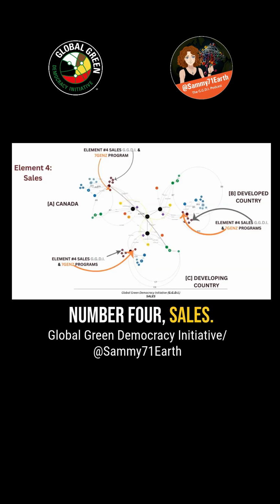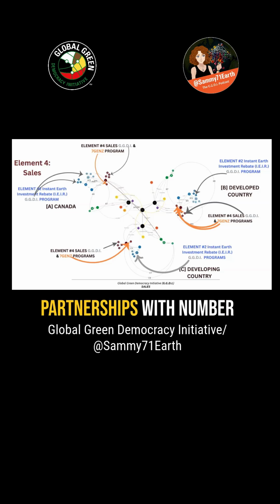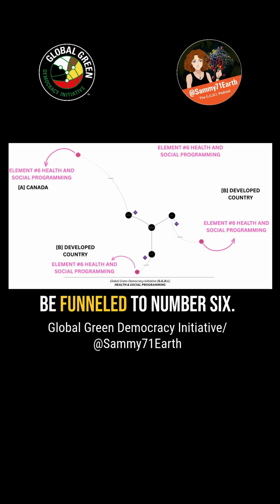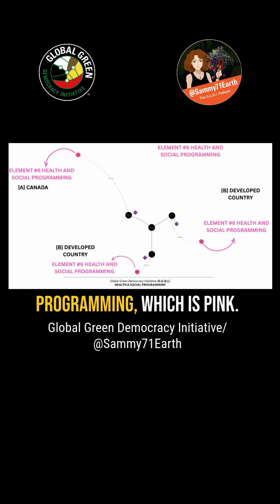Number 4, sales, that's brown. It also includes partnerships with number 2, IEIR, dark and light blue, and number 1, earth disposal tax, which is green. So it will take a few videos for you to see what I see. All monies left over will be funneled to number 6, health and social programming, which is pink.